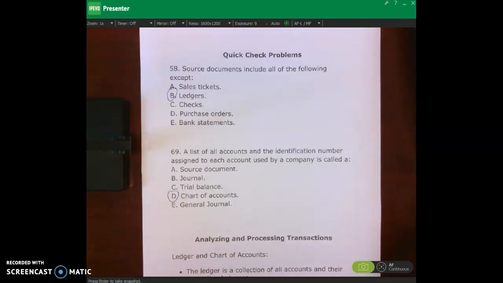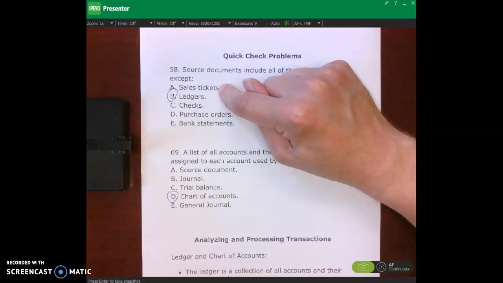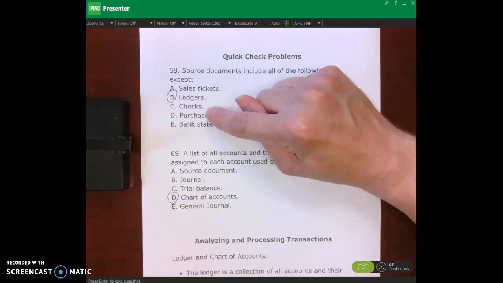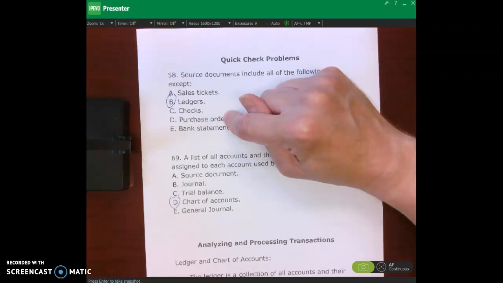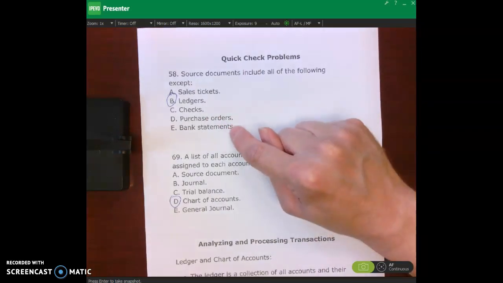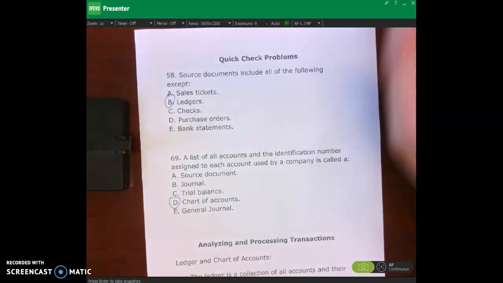So this first one, source documents include all the following except for B, ledgers. Sales tickets. So when we make a sale, we could have a sales ticket, and that is a source document. Checks are also examples of source documents. That was included on page 1 of the notes. Purchase orders was included on page 1 of your chapter 2 notes as an example source document. Same with bank statements. Ledgers, the general ledger is not a source document. It is a collection of all of our accounts and then their respective balances.